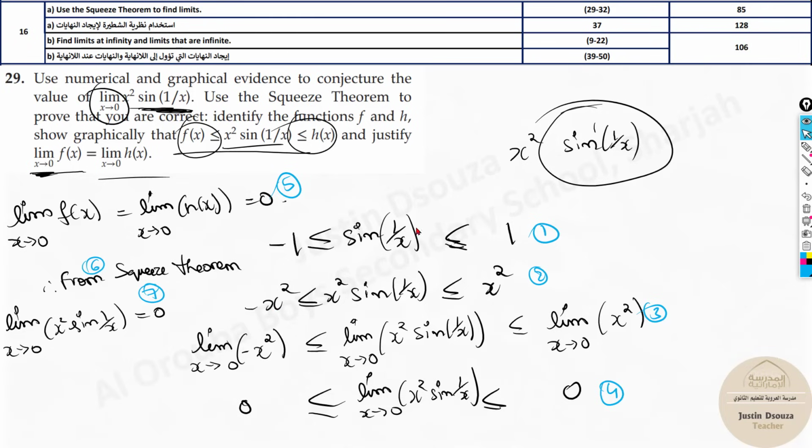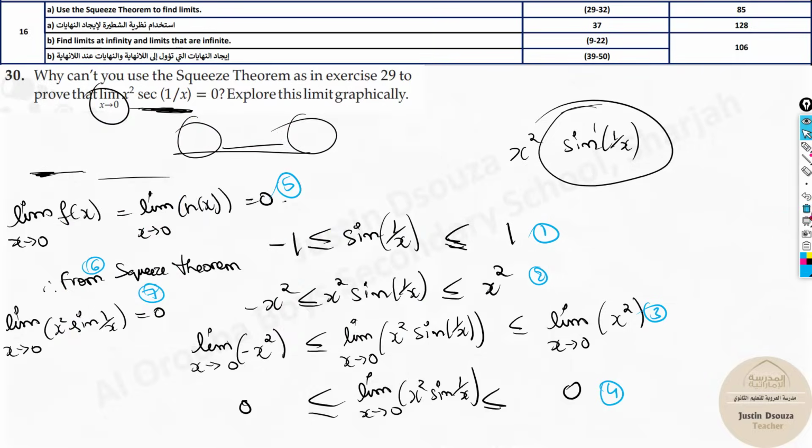Because the range of sine 1 by x is minus 1 to 1. And then we have to multiply the polynomial part. And this is the given question. Now you have to apply the limit on all the sides, and then find the limit at the lower function and the higher function. And if those two are equal, then the middle part must be equal to that. That is the point of the squeeze theorem. I hope this is clear. So that's it. We will now go to the next problem.